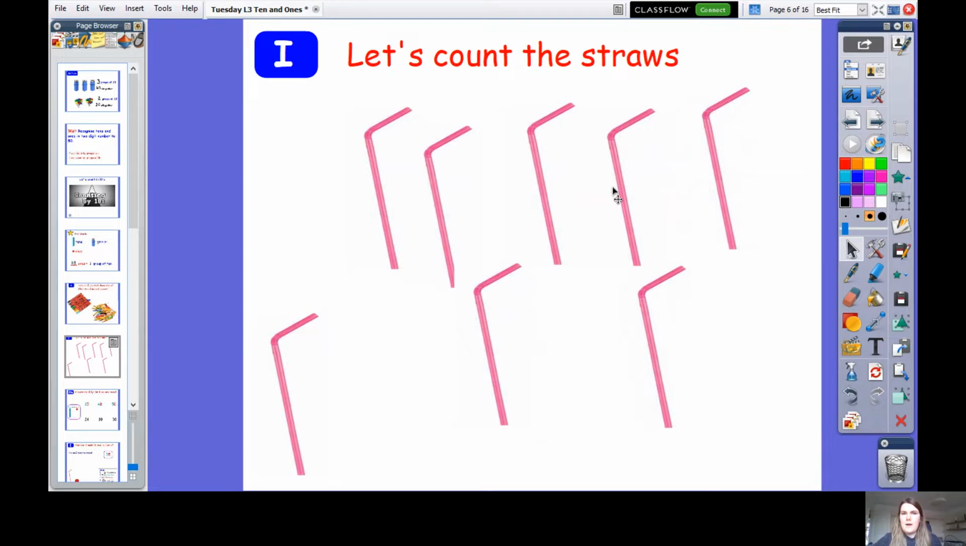Okay, remember, my straws represent 10. Very good. My straws represent 10. So how many have I got here? I've got 10, 20, 30, 40, 50, 60, 70. Very good. But can I count any ones just using my straws alone?